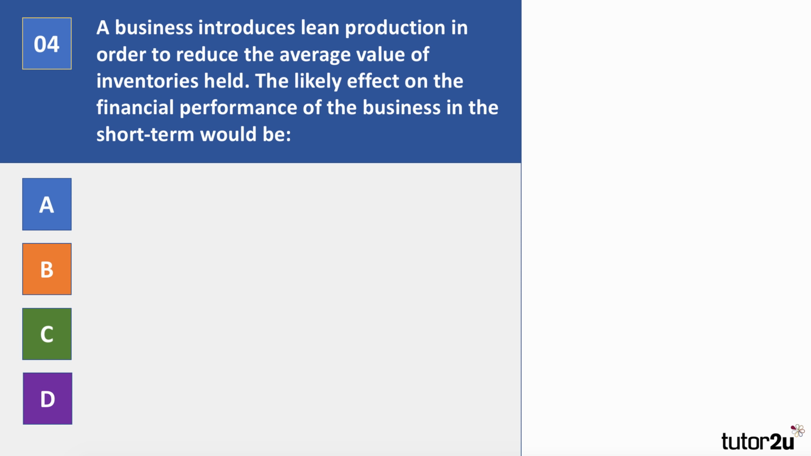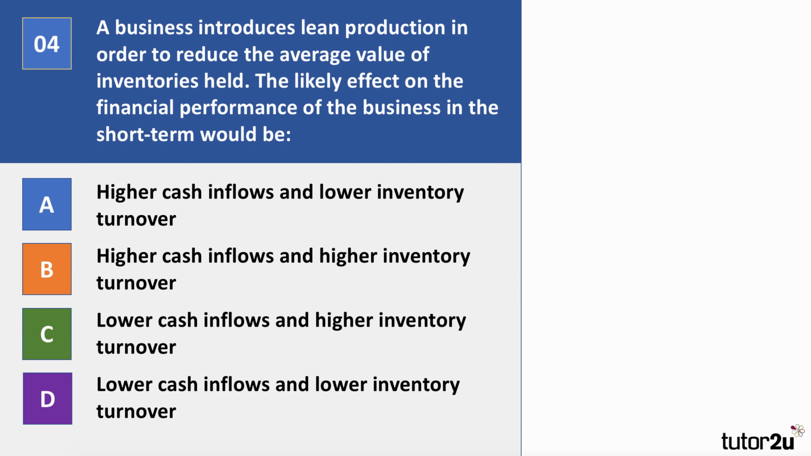Okay, question 4. A business introduces lean production in order to reduce the average value of inventories held. The likely effect on the financial performance of the business in the short term would be what? There are 4 combinations there of cash flows and inventory turnover, so make your selection.